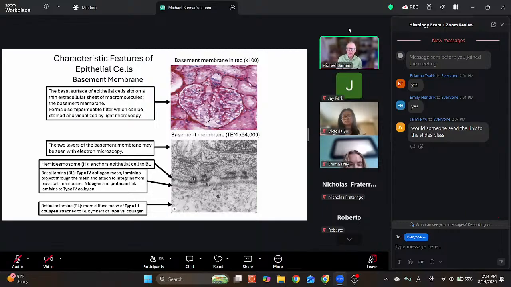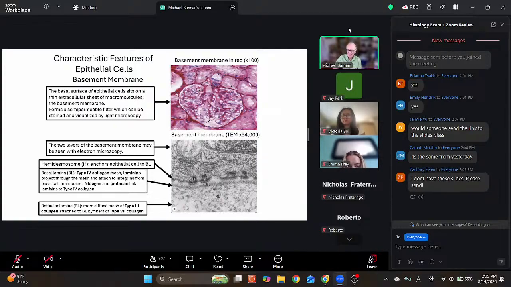One of the characteristic features of epithelial cells is that they sit on a basement membrane. The basal surface of the epithelial cells sits on an extracellular sheet of macromolecules, which we call the basement membrane. This is a semi-permeable filter that we can stain with special stains. In this image, we're showing a PAS stain, and we can visualize it under the light microscope. So all of the red lines that are labeled with small arrows in that image on the upper portion are basement membrane. In the bottom image, we have basement membrane examined at the ultrastructural level. So this is a transmission electron micrograph, 54,000 times magnification.